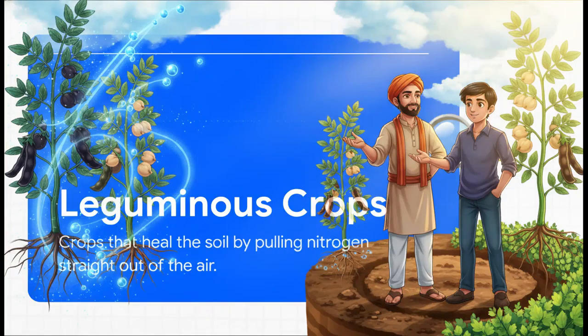And then there are pulses. India is actually the world's largest producer and consumer of pulses. Now sure, pulses like urad, mung, and gram are a major source of protein, especially in a vegetarian diet, but they also have an actual literal superpower. Most pulses are leguminous crops. That means they naturally heal the soil by pulling nitrogen straight out of the air and fixing it into the earth. Except for arhar, farmers purposely grow these crops in rotation just to naturally revitalize their fields.